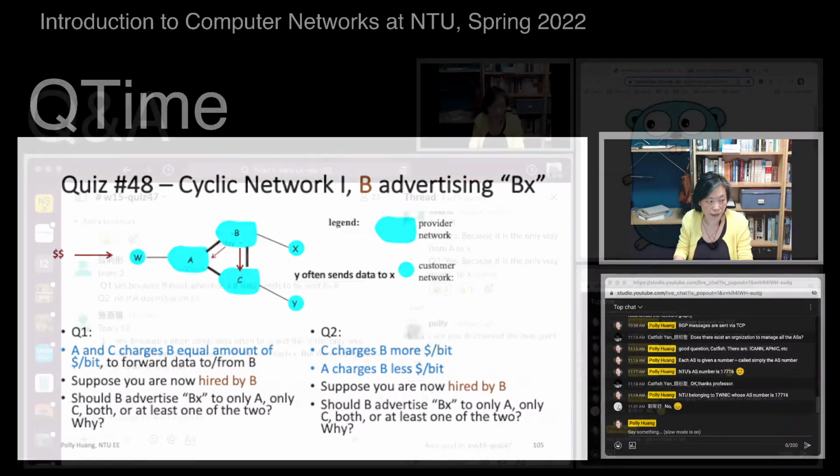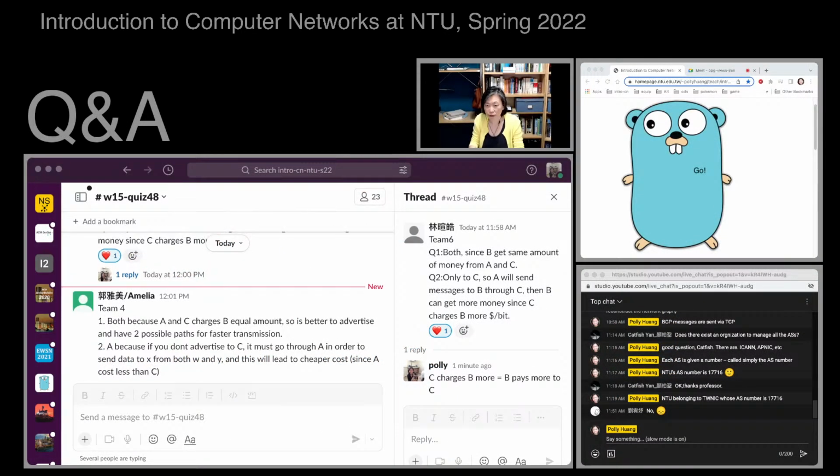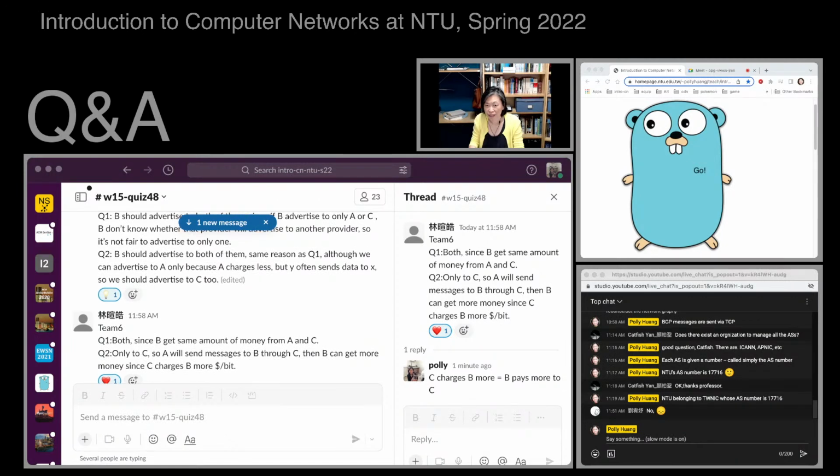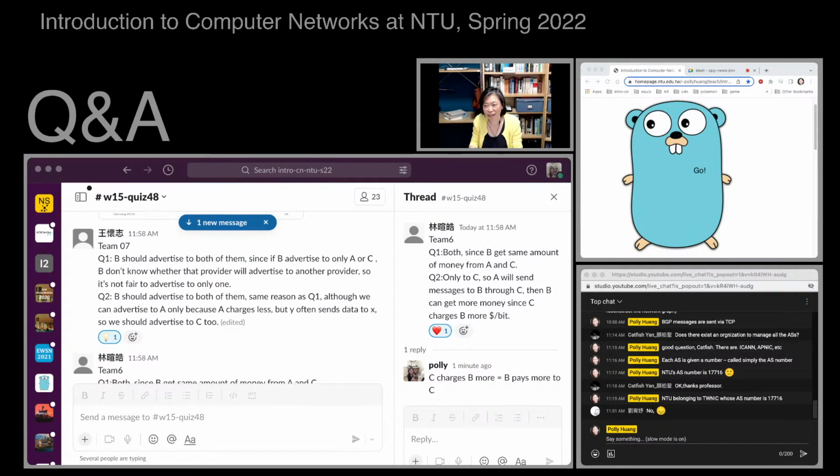Yeah, let's take a look at the solutions we have so far. So team 7 is saying, hey, send to both. Okay, it's not fair to send the advertisement to either one of them. Yeah.